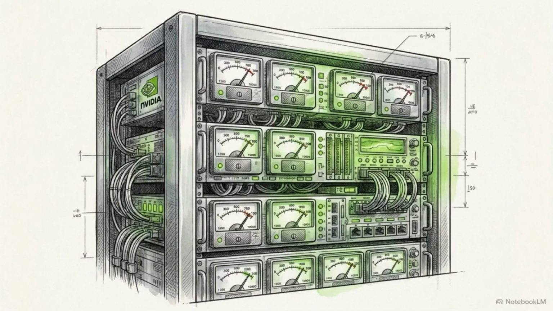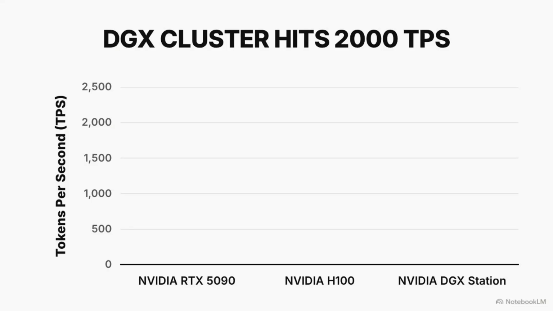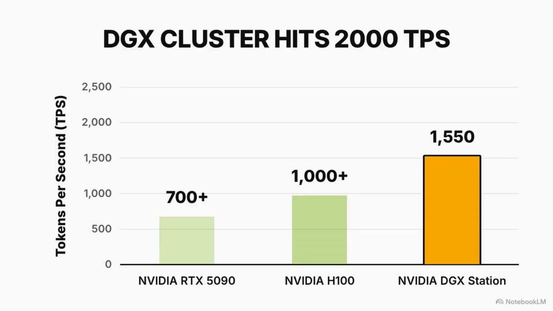Google partnered directly with NVIDIA to benchmark exactly how this highly efficient routing translates into raw text throughput. This chart displays the resulting tokens per second throughput metrics. Starting at the baseline, a single consumer tier NVIDIA RTX 5090 outputs over 700 tokens per second. Scaling up to enterprise-grade server environments, the NVIDIA H100 GPU pushes that rate beyond 1,000 tokens per second. And when running on a complete NVIDIA DGX station cluster, the throughput climbs to a massive 2,000 tokens per second.